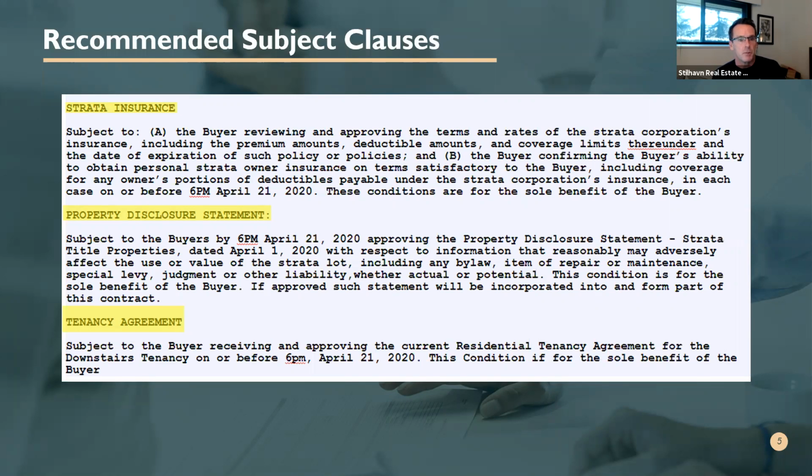And then tenancy agreement in this example. So this isn't going to be in all of your clauses, but I wanted to do a tenancy example in this sample so that we can talk about certain things that are required. So it's subject to the buyer receiving and approving the current residential tenancy agreement for the downstairs tenancy. This is an example of a separate suite, even though it is still Strata. So just keep that in mind. It's just an example, but I wanted to make sure that we had some different situations in there. And so you just want to take a look at the tenancy agreement essentially.